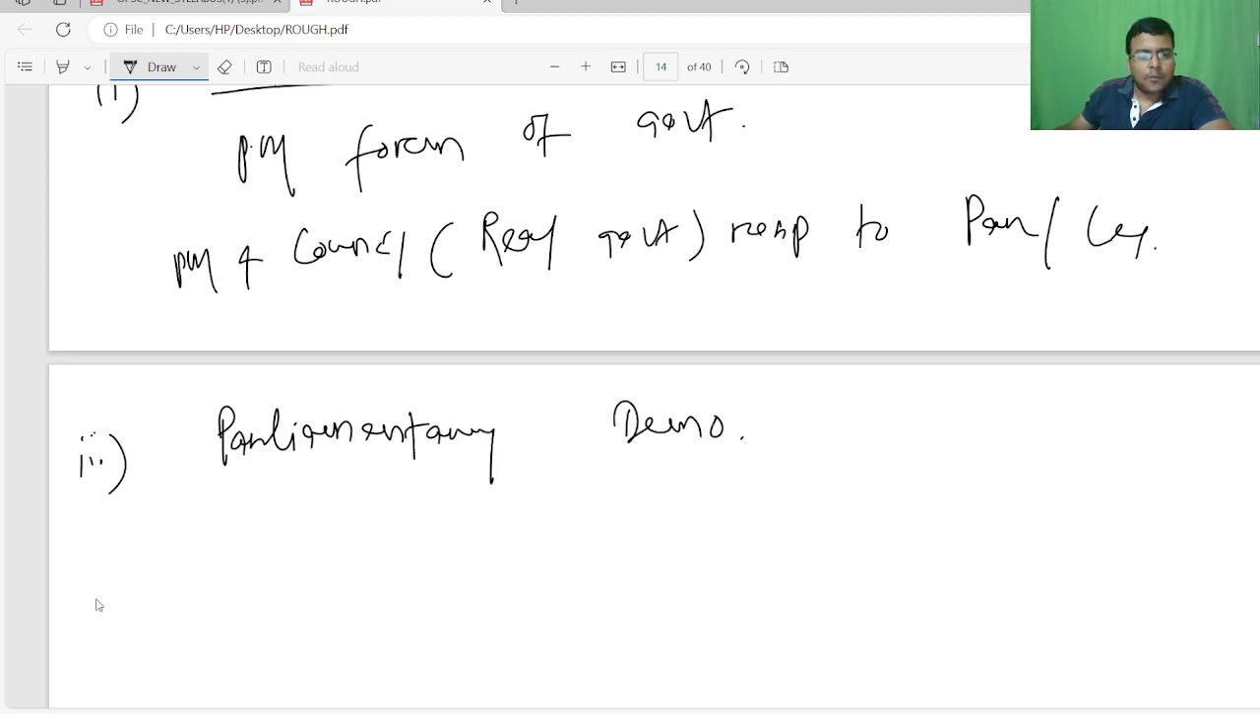Parliamentary democracy. Parliament form of democracy. So we have Parliament, Lok Sabha, Rajya Sabha, and members are elected to both Lok Sabha and Rajya Sabha, directly or indirectly.